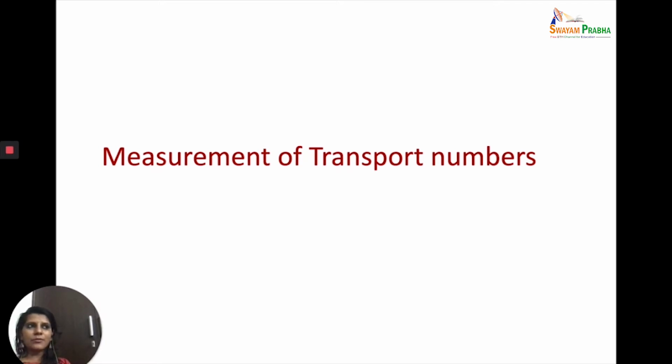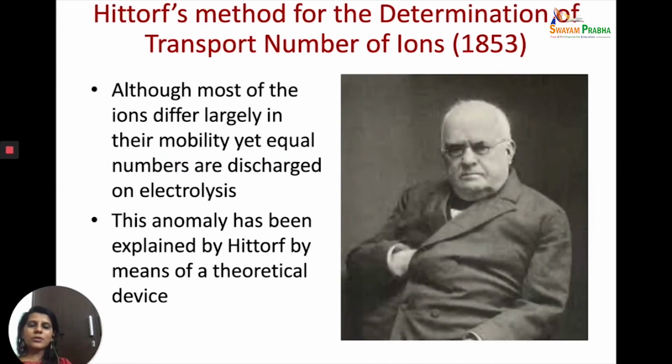or Hittorf's number. Now there are various methods for the measurement of transport number, but in your syllabus there are only two methods. One is Hittorf's method, the other is the moving boundary method. In today's e-lecture we are studying Hittorf's method for the determination of transport number of ions.